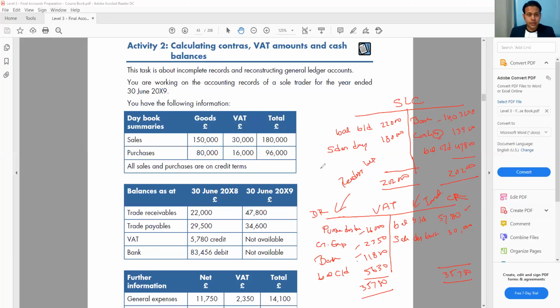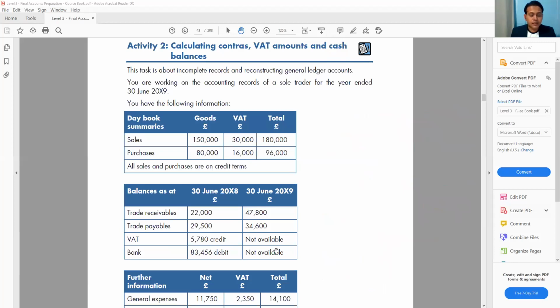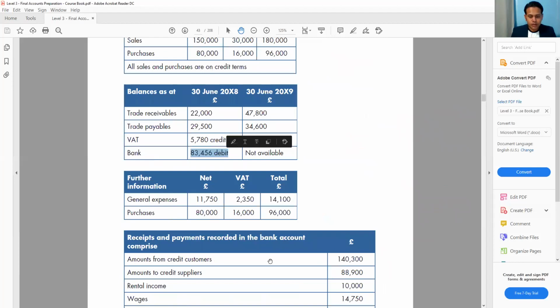All right, so that is done. So we've done the contra, done the VAT. Now we find the cash balance. How much money we still have on our bank account? Let's have a look at that. The question said, at the beginning of the month, we have this money. Bank is debit, so we said bank. Opening balance, the question said we have 83,456 pounds.